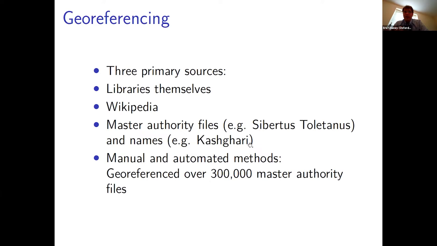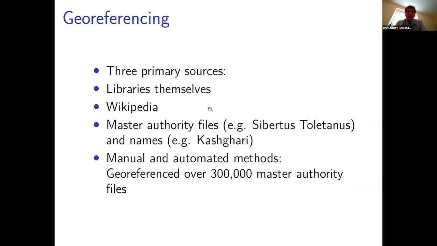The total number of authors that I have who died before 1500 and after 800 and have a date is over 500,000. Using these methods, I'm able to geo-reference over 300,000 of these authors. And this is what the geo-reference data look like.